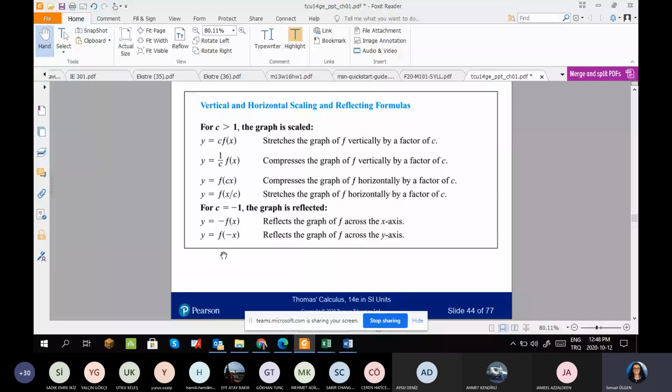But if you do this for x, if you multiply x by -1, it's going to be a reflection of the graph across the y-axis. You get the reflection. Okay, let's see some examples.